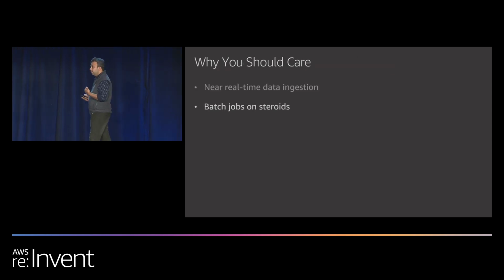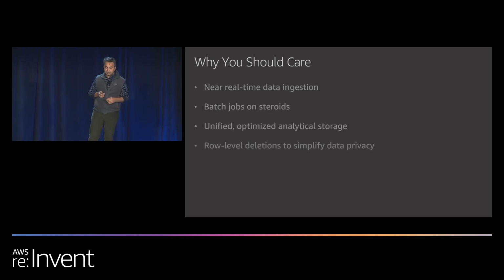So why should you care about this? You can get near real-time ingestion. Your batch jobs become much, much, much faster because now you are not recomputing the entire data sets. You're just updating parts of the data set as and when incremental data arrives. You get one unified analytical storage. So your underlying data set doesn't change. It still is in Parquet. It still is in Avro. Parquet and Avro is what Hoodie uses. Your data in S3 doesn't change, but the format in which we write it, the abstraction in which we write it, is guided by Hoodie.